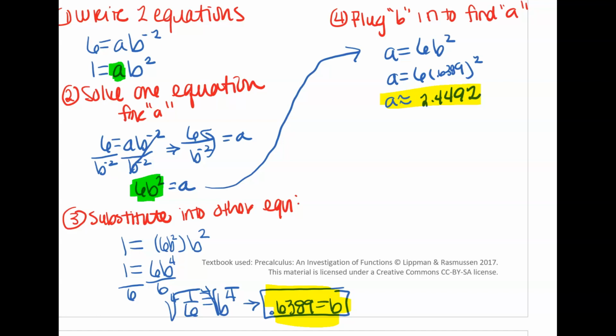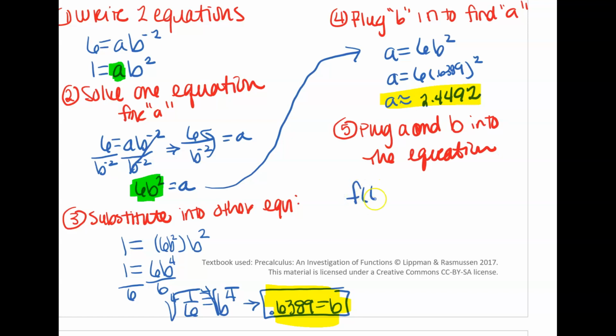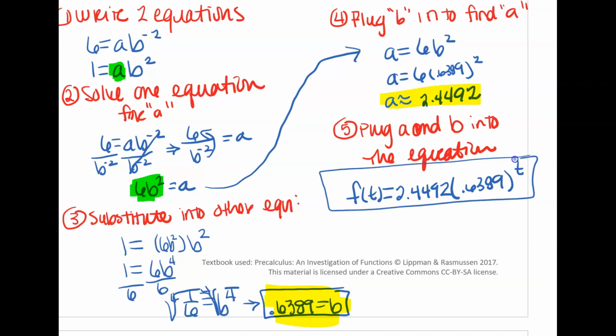Now that I have my A value and my B value, I can go back and create this equation. So I'm going to say step 5, I'm going to plug A and B into the equation. Let's write that out. That would give me f of t equal to 2.4492 times 0.6389 to the t. And that would be my exponential function for those two values.